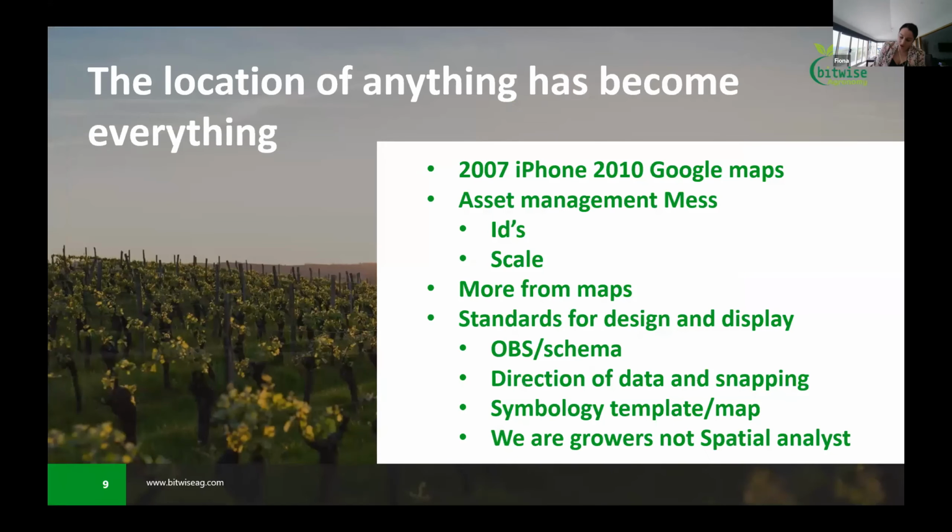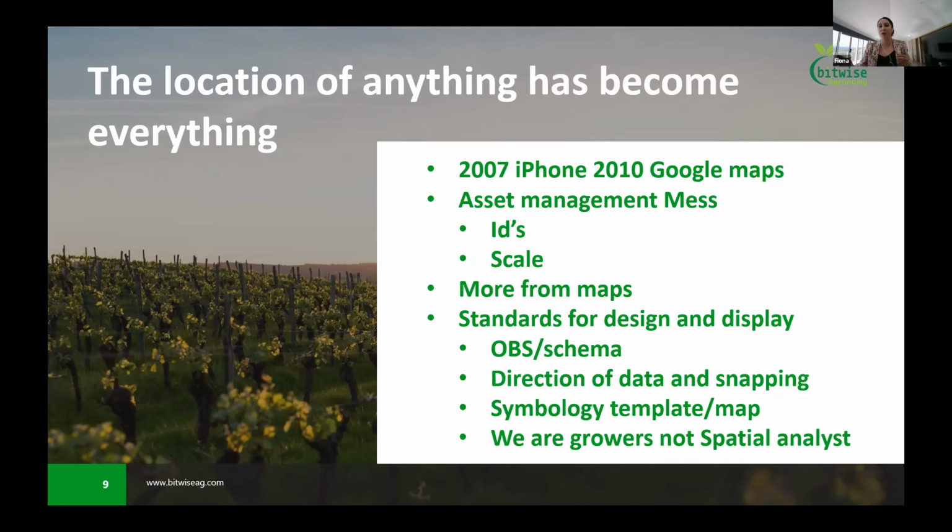A fair while ago, Penn State University in America came up with this phrase: the location of anything has become everything. And this happened because in 2007, the iPhone was released, and everyone could take a GPS coordinate of everything, which we hadn't really been able to do until then. You had your handheld GPS devices, you had surveys out there, but not everyone just walking around was collecting this sort of background GPS and GIS data. And then in 2010, Google Maps was released, and those two technologies came together, and everyone wanted to know, where am I, what's happening here?